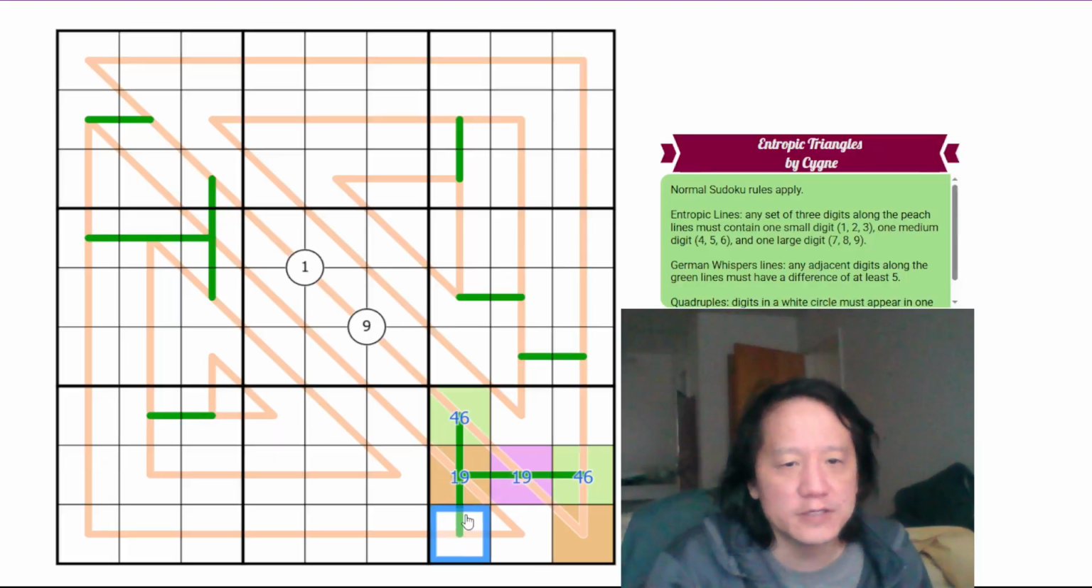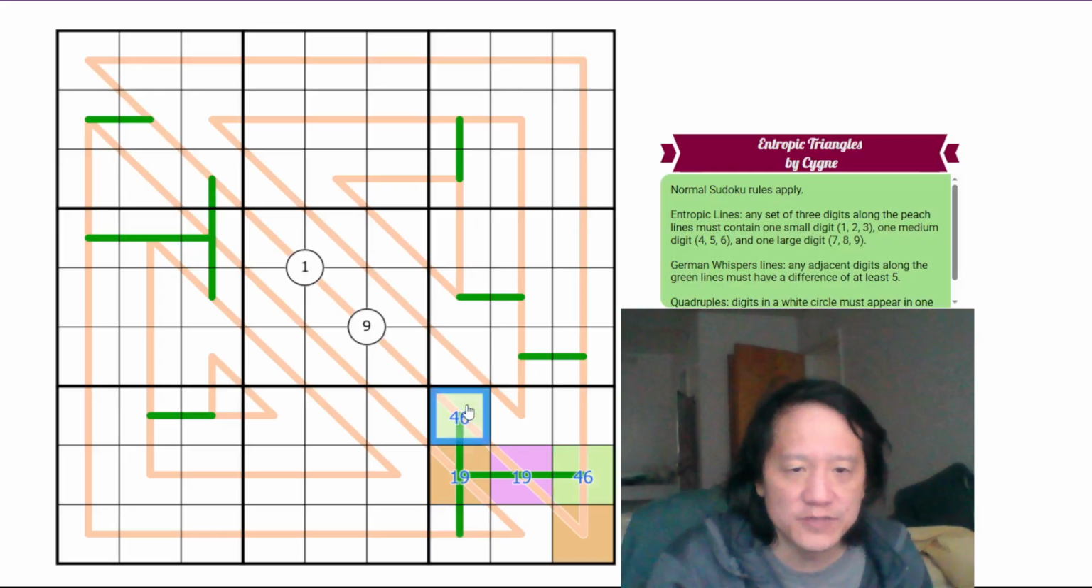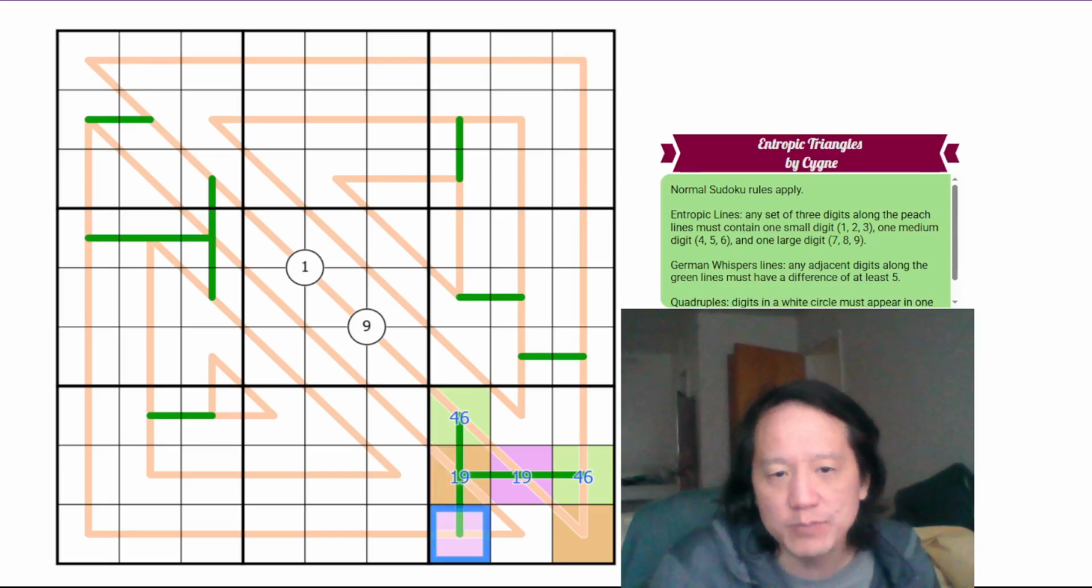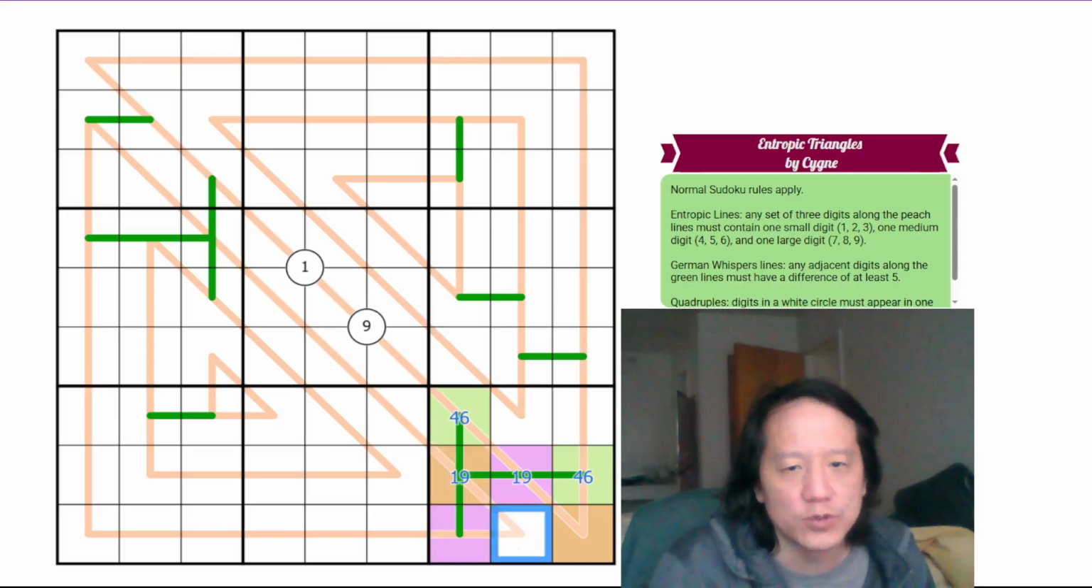So this cannot be the green set, because if it were, it would have to be a 5, because we have a 4, 6 pair already in that box. So this must be not orange, because orange and orange can never be 5 away from each other. So this must be pink then, to be 5 or more away from 1 or 9. Which means in this triangle, where's the green? The green has to be here, and therefore this is a 5.